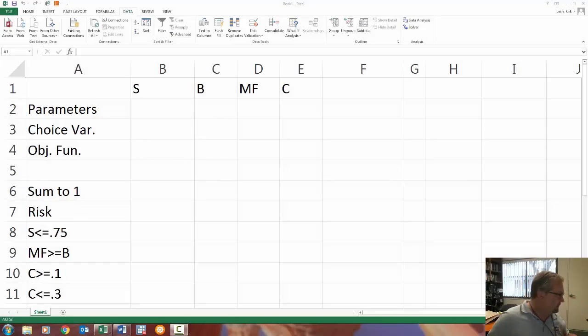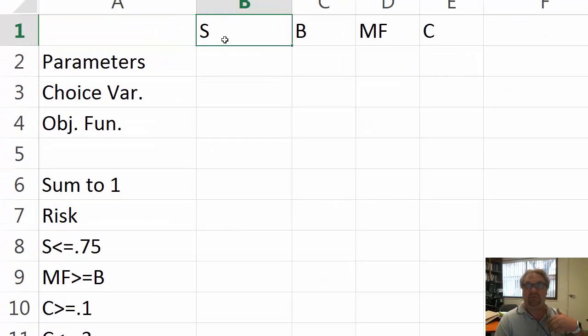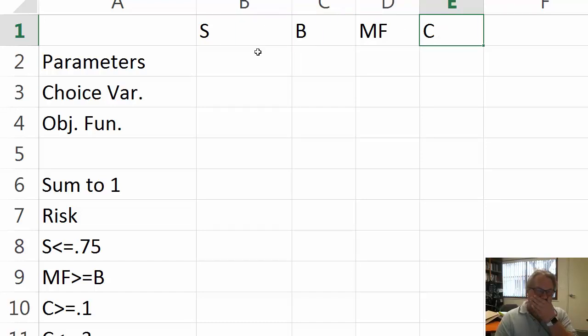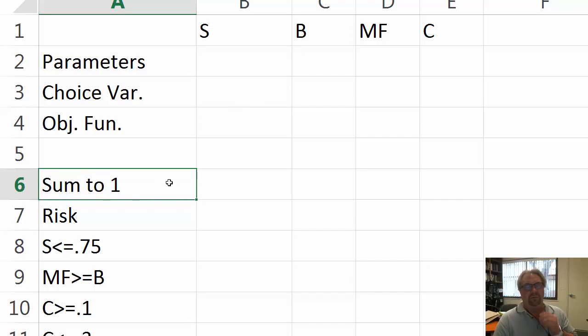Right, welcome to problem 10 from chapter 4. So I have my shell set up. In this problem, this investment company is going to invest money for clients, either in stocks, bonds, mutual funds, or just stick it in cash. So what we're obviously going to try to do is maximize the return subject to some risk. And I've got some other constraints I'll explain in just a minute. But I did want to go over this one.